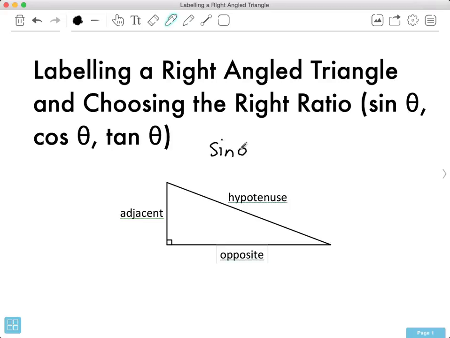So sine theta is opposite over hypotenuse, and cos theta is adjacent over hypotenuse, and finally tan theta is opposite over adjacent. If you don't have those in front of you right now while you're watching the video, pause the video and jot them down somewhere, as we'll be referring back to those.